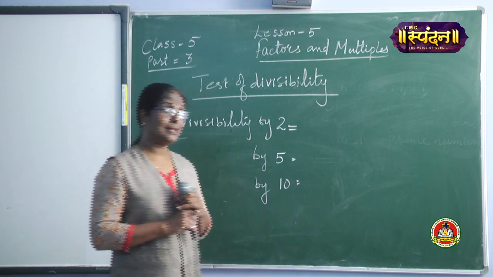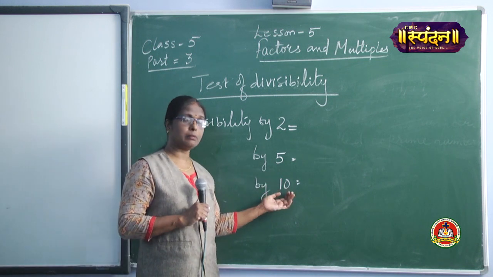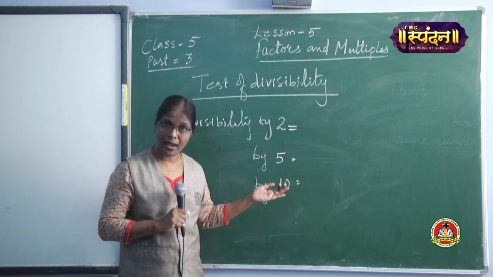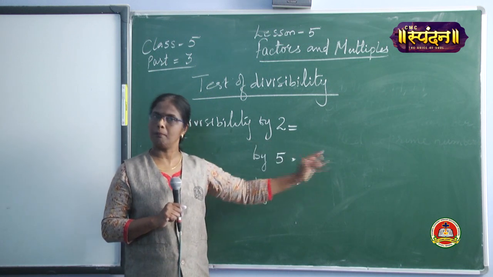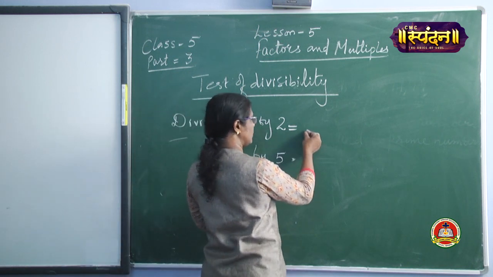Now, divisibility by 10. How will you find whether a number is divisible by 10? If a number has 0 in its ones place, then that number is divisible by 10. Once again, we will see what the divisibility rule for 2 is.